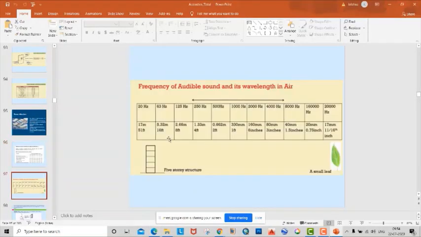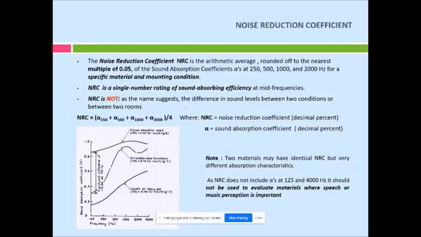This I will talk about later on. This is again very important. Whenever you purchase any kind of sound absorbing panel or sound absorbing material, on the brochure or catalog you will find NRC, that is noise reduction coefficient. And again, noise reduction coefficient NRC is nothing but the average of alpha value, the average of sound absorption coefficient at 250 Hz, 500 Hz, 1000 Hz and 2000 Hz.